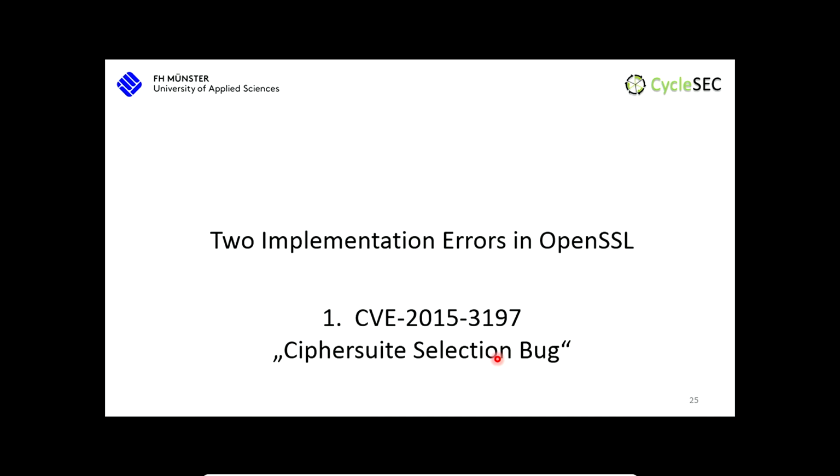Now we have two implementation errors in OpenSSL, which are interesting enough that we have to show them, because they make Drown really, really easy. The first one is a cipher suite selection bug.